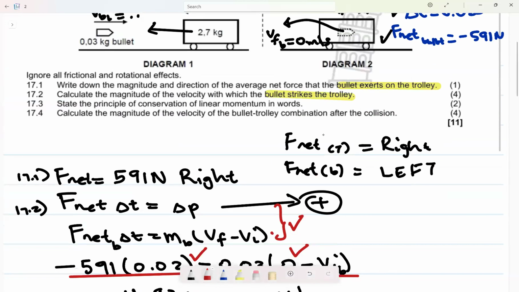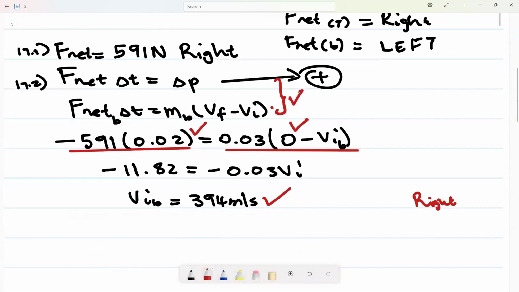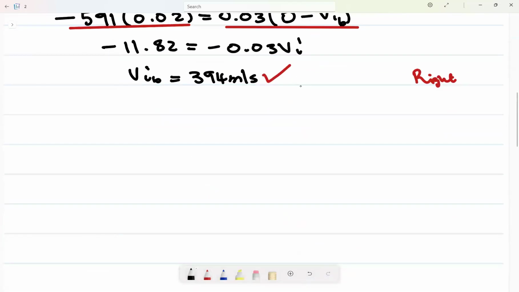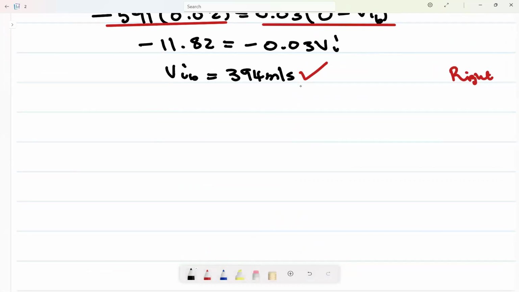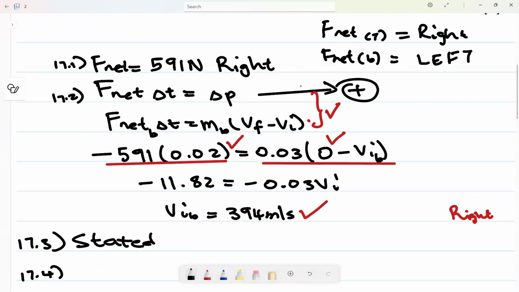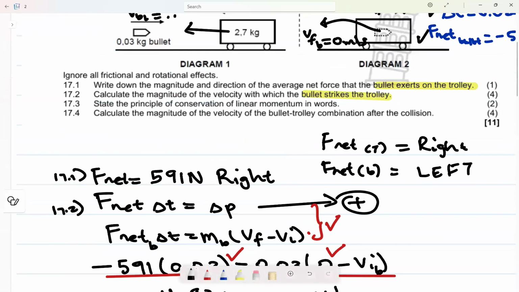Now, here they are saying state the principle of conservation of linear momentum. Then there are chances that you're going to use it after stating it. So you know that the total linear momentum in an isolated system is conserved, right? Stated. 17.4. I repeat, what is the conservation of linear momentum? The total linear momentum in an isolated system is conserved.